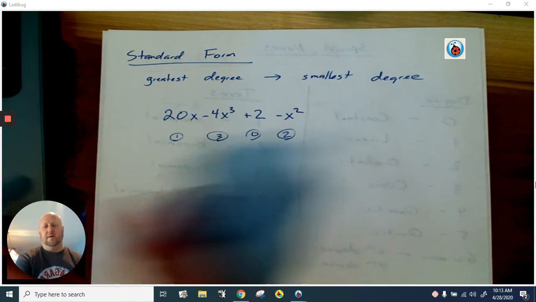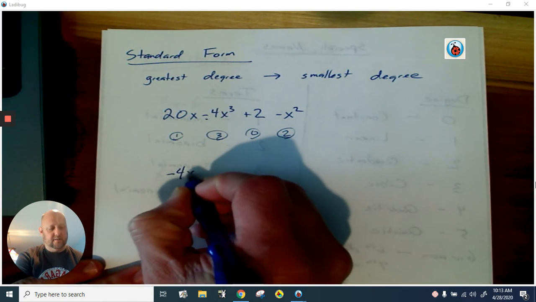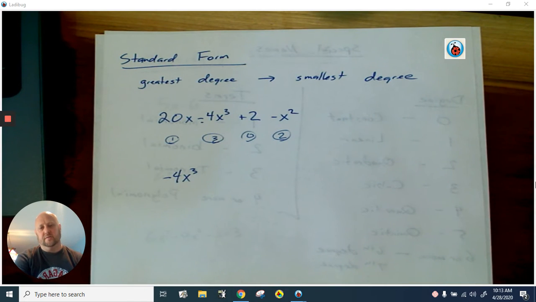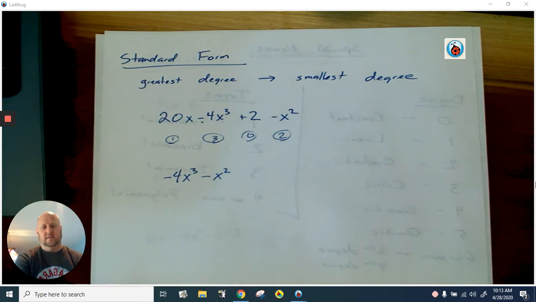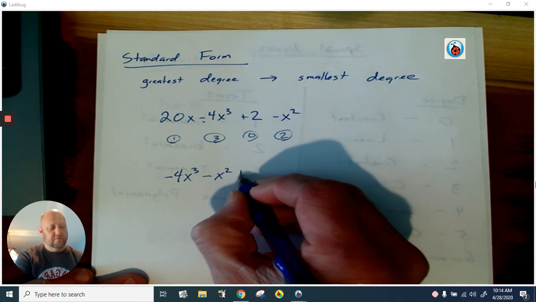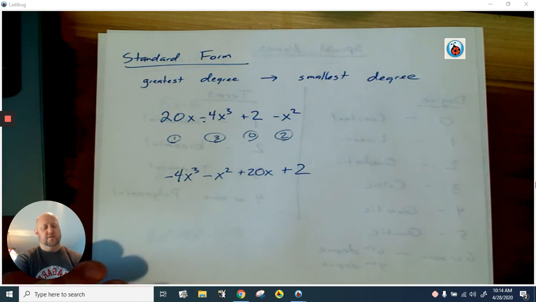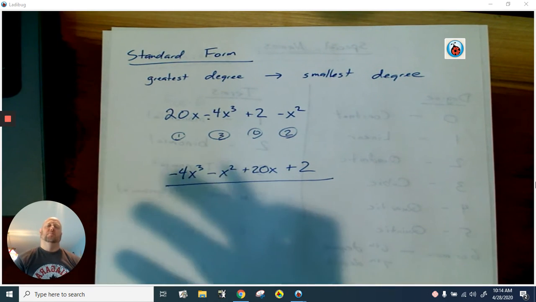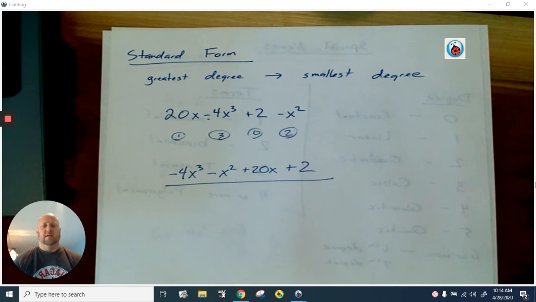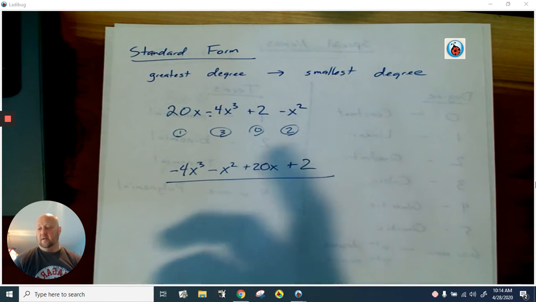So we just put them back in regular order, meaning this term right here, this negative 4x to the 3rd, that actually should come first. The negative x squared, that should come second. The 20x, so plus 20x, that should come third. And then the plus 2, that's the smallest degree. So this would be just a better way of writing that, okay? So when you put things in standard form, that's truly all that means, is to put them back in order of the biggest degree to the smallest degree. That's all that means, okay?